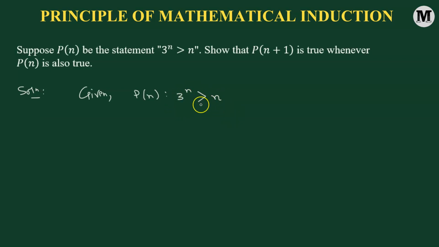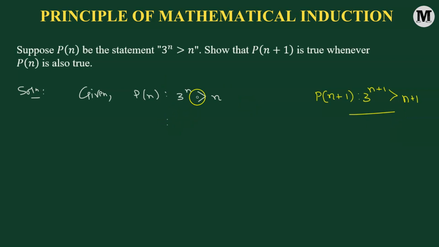Now, in order to show that the statement is also true for n plus 1, all we have to do is replace the n with n plus 1, such that we have P(n+1): 3 raised to the power of n plus 1 is greater than n plus 1. This is what we need to show. So how do we do that?